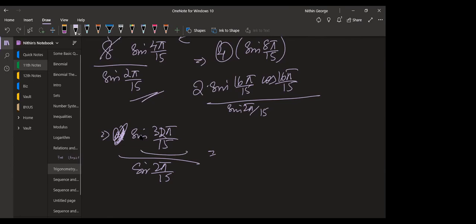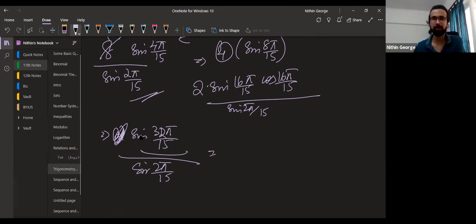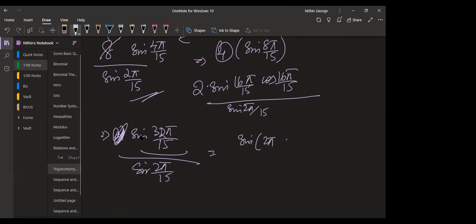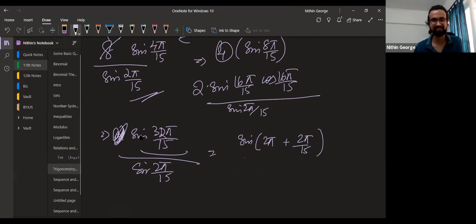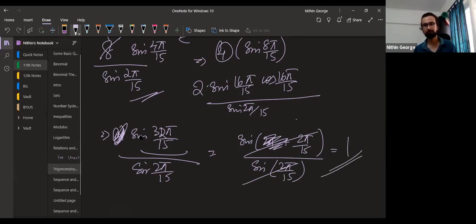1, sir. Exactly. Sine 32 pi by 15, you can write as sine of 2 pi plus 2 pi by 15. Correct, that's what you meant. So sine 2 pi plus theta is sine theta itself. So this is nothing but sine 2 pi by 15. Both of them cancel out. You get 1 as your answer.